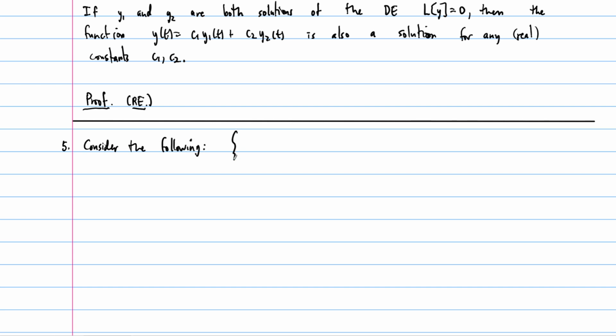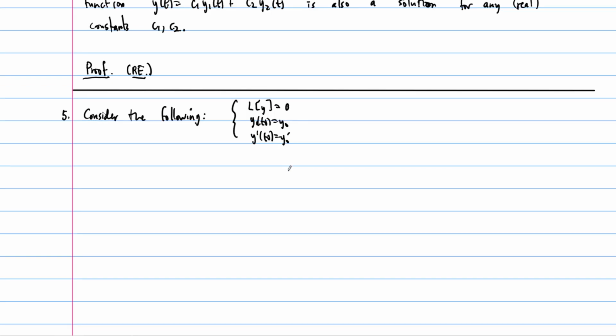All right, let's say we have an initial value problem. We'll write it as L of y equals 0 with y of t naught equal to y naught and y prime of t naught equal to y naught prime. All right, and let's suppose that y1 and y2 are two solutions of this initial value problem, this IVP.